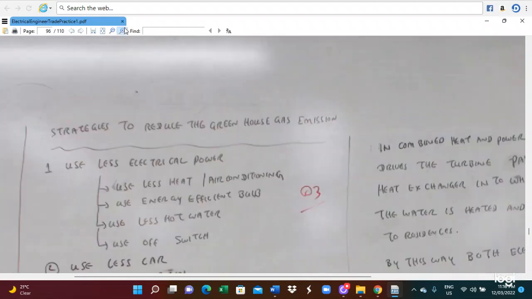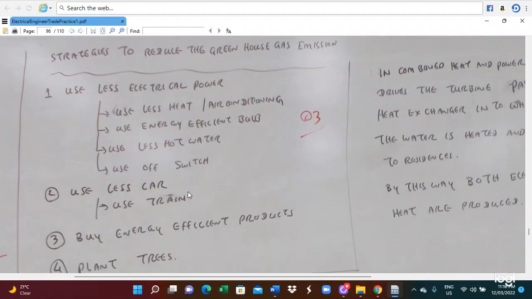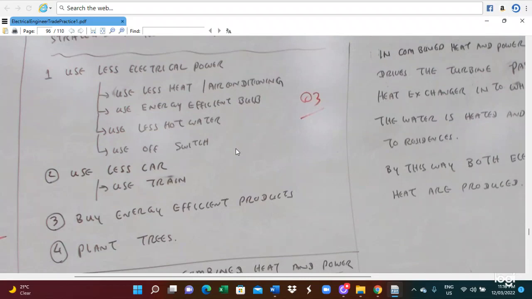Because of that, we have to reduce greenhouse gas emissions. To do so, we have to use less electrical power, and also less heating and air conditioning. We have to use energy efficient power. We also use less hot water and use offsets. So those are the strategies to reduce greenhouse gas emissions.